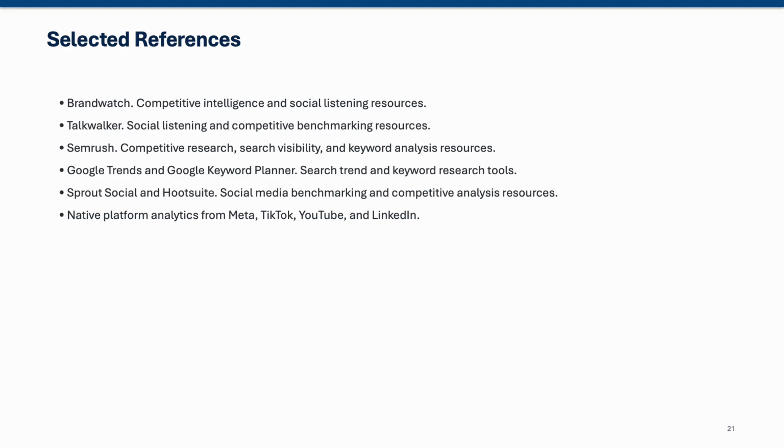As you move into the activities and assignments for this module, I want you to think about competitive analysis not simply as observing what other brands are doing, but as a tool for identifying opportunities to strengthen and differentiate your own strategy.